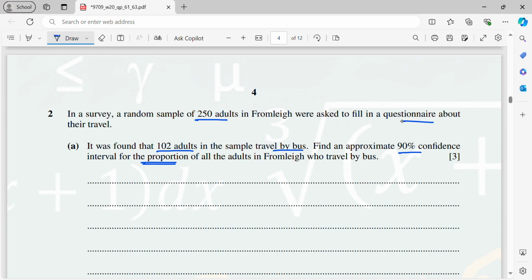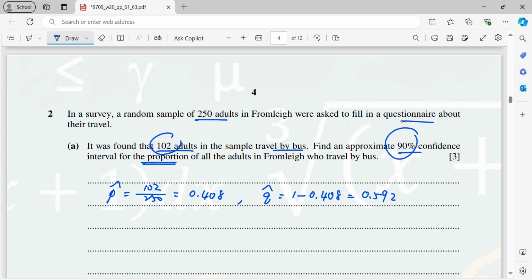So now from here, the probability of success, p hat, will be 102 over 250. This is 0.408. So the probability of failure, that is 1 minus 0.408, you will be getting 0.592. Okay, and now you are forming the 90% confidence interval for proportion. The formula is p hat plus minus.